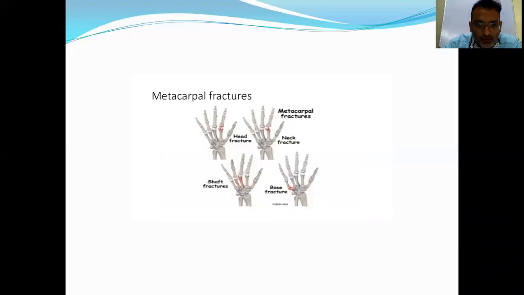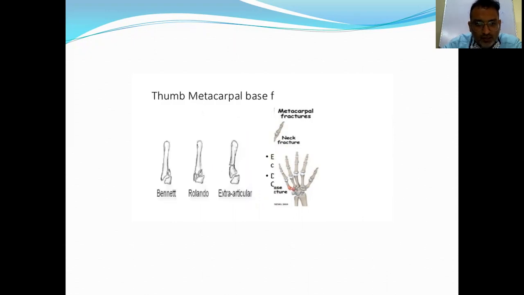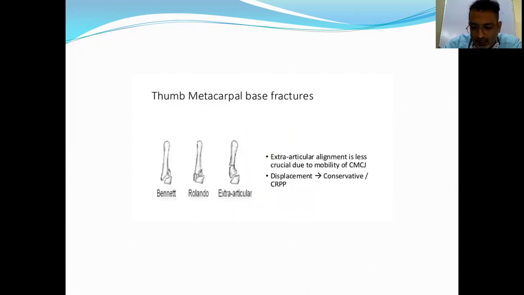So what are the parts of a metacarpal? The distal portion is called the head, the proximal portion is called the base, and the middle portion is called the shaft. So metacarpal fractures are head fractures, shaft fractures, or base fractures. The thumb metacarpal is most commonly discussed. There are three types of fractures: Bennett fracture, Rolando fracture, and extra-articular fractures. If it is undisplaced, you can treat conservatively. If it is displaced, go for fixation with smooth pins.